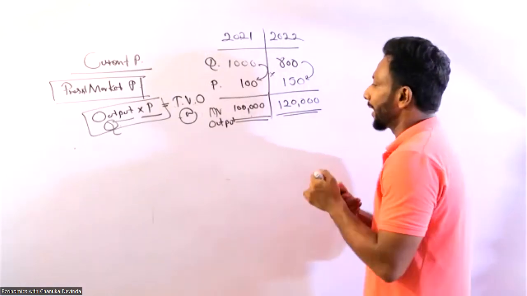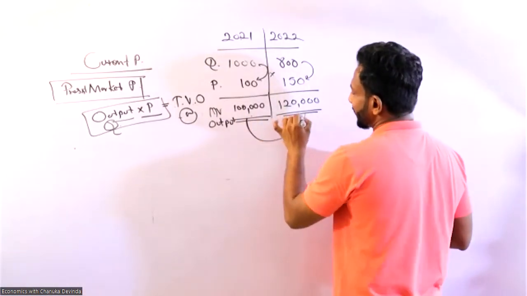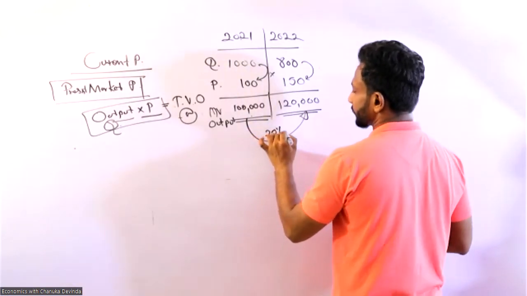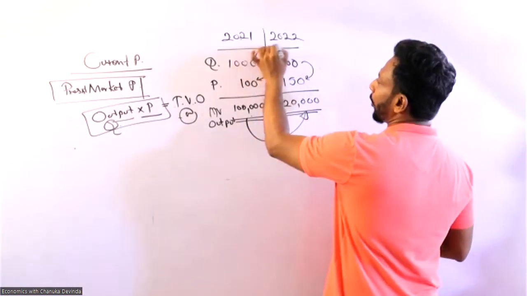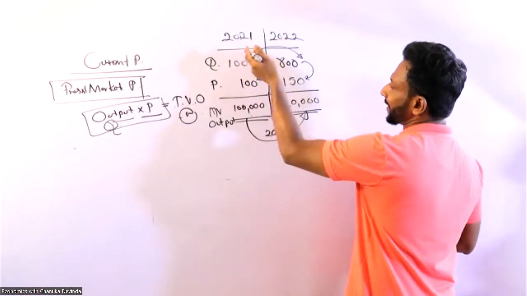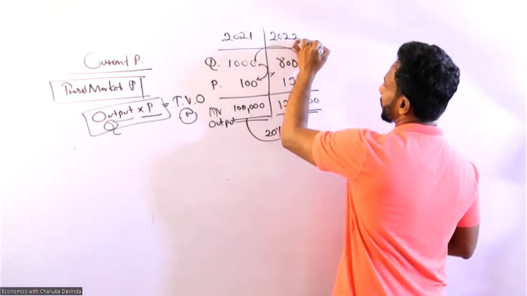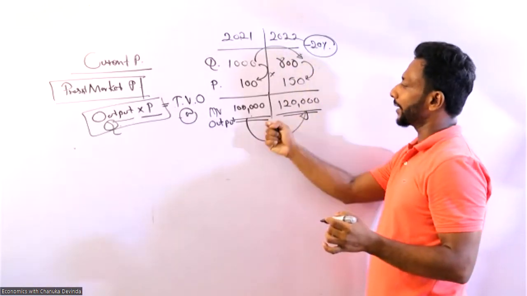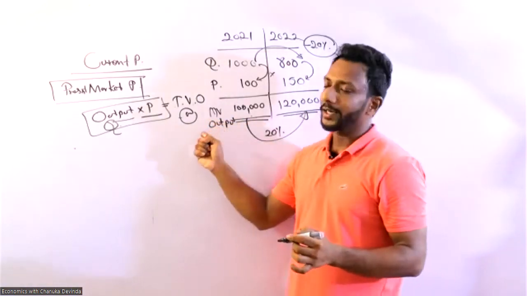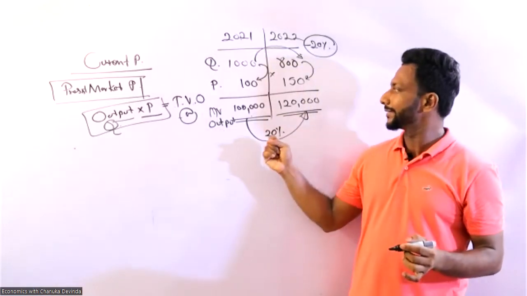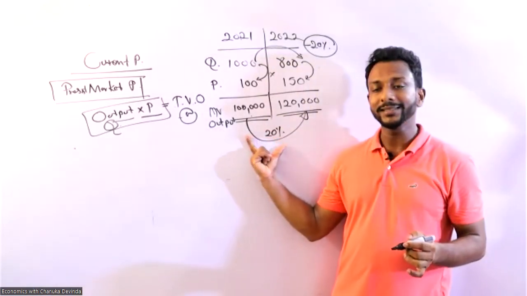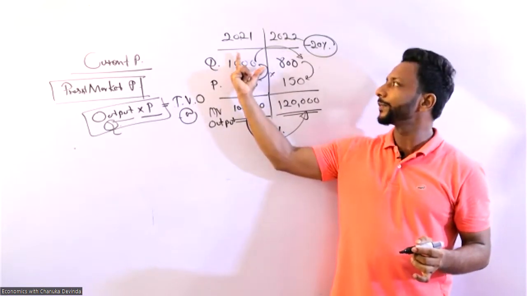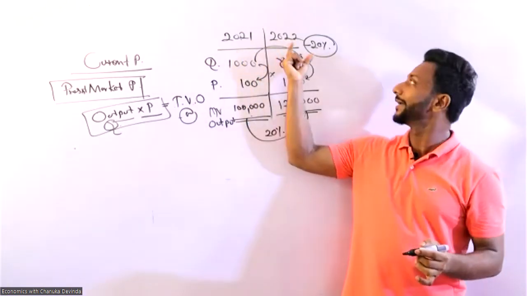Here you can see the market value of output has increased by 20%, but the actual output, the real output, has been reduced by 20%. When we look at the market value of output we see a 20% increment, but the real output has actually decreased by 20%.